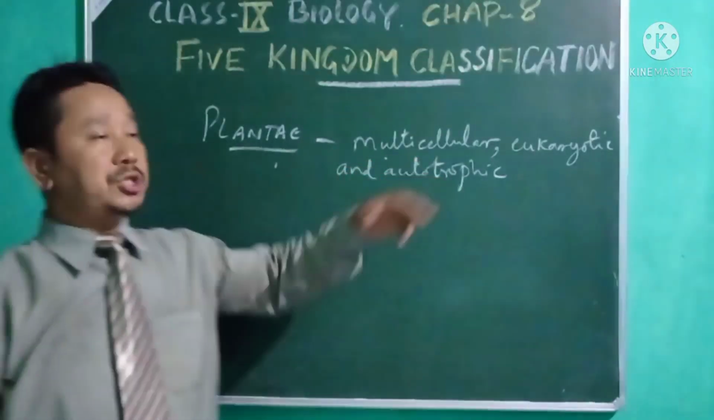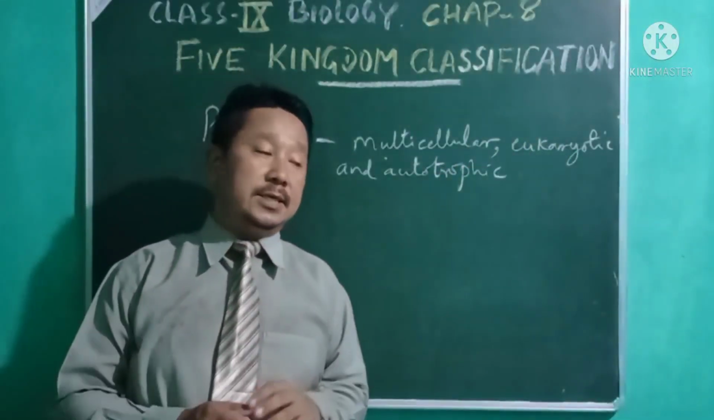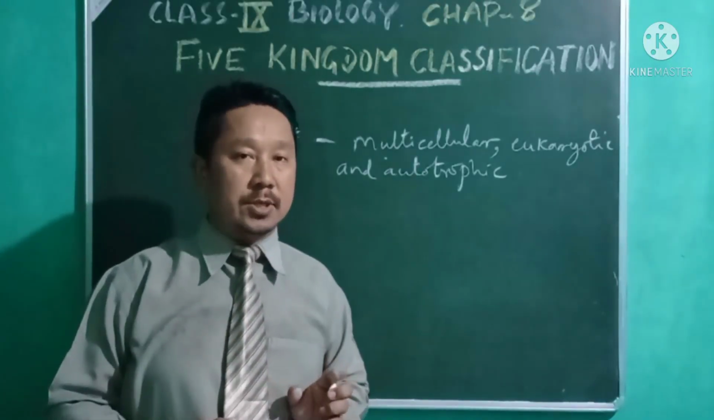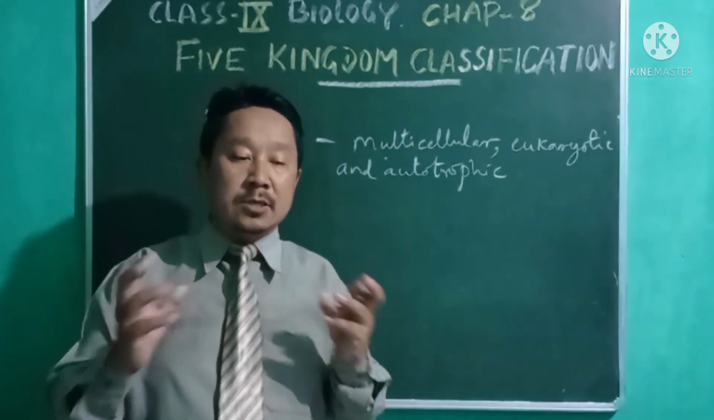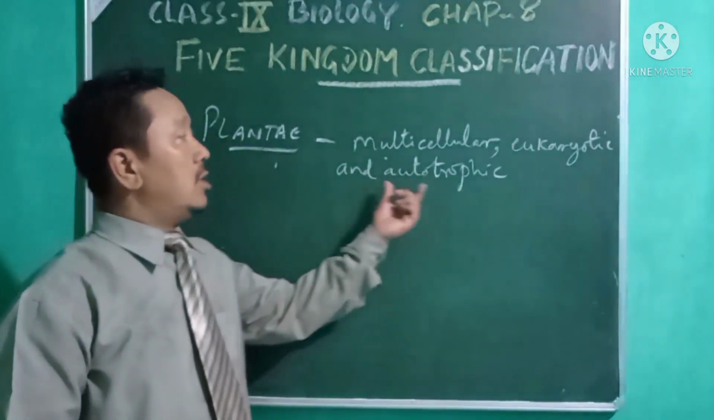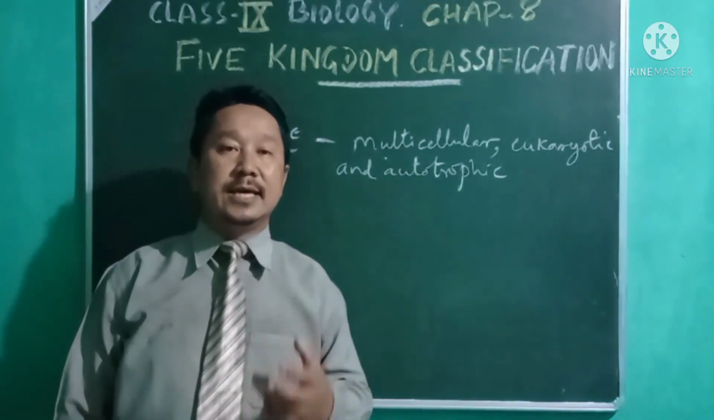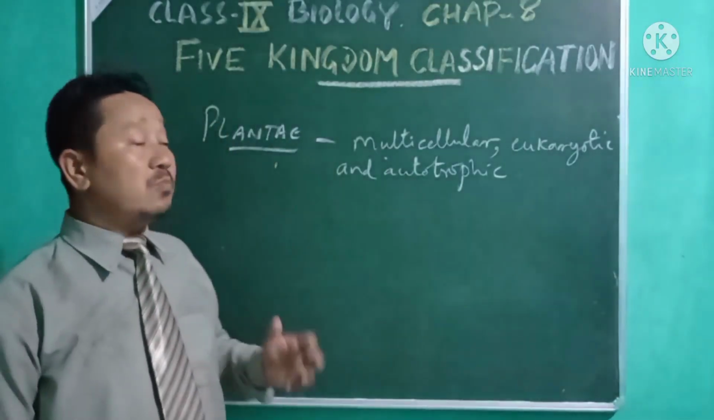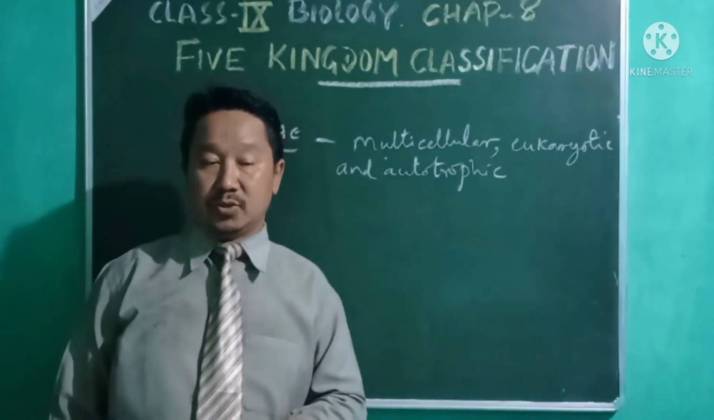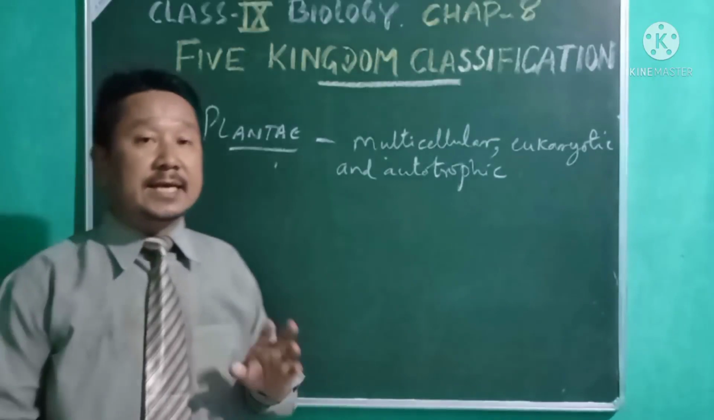Multicellular, they are made up of more than one cell. Eukaryotic means the cells have a well-defined, very prominent nucleus. All the nuclear materials are enclosed within the nucleus, surrounded by the nuclear membrane. Autotrophic means they can prepare their own food. They have chlorophyll, with the help of which they can photosynthesize, which means they can manufacture their own food by the process called photosynthesis. So they are called autotrophs. These are the three main properties the members of Plantae have.